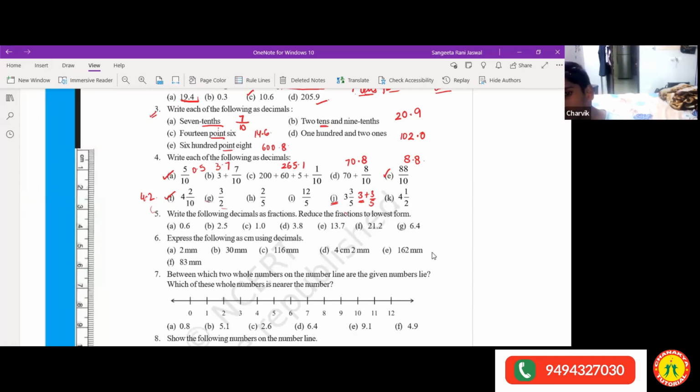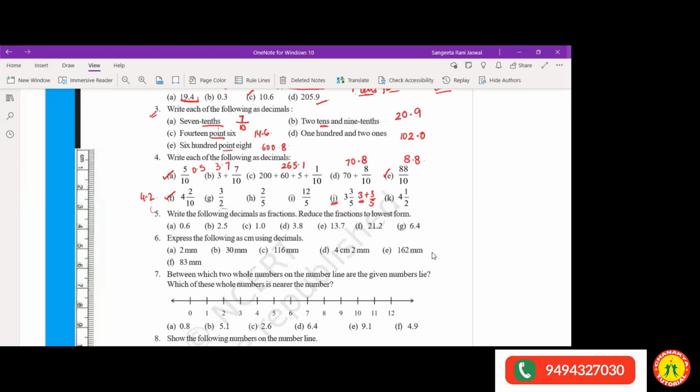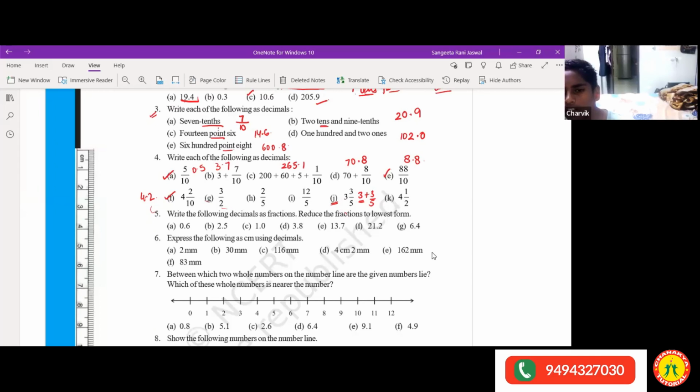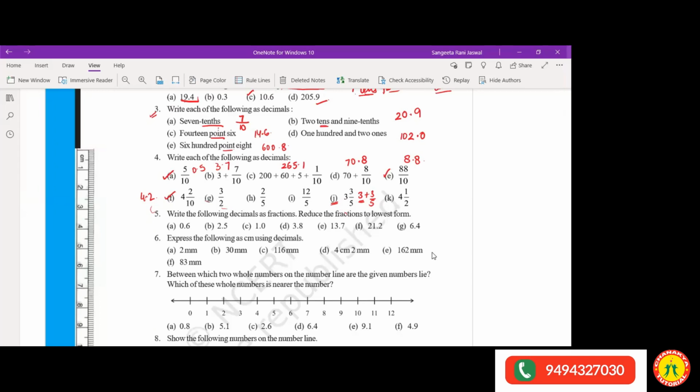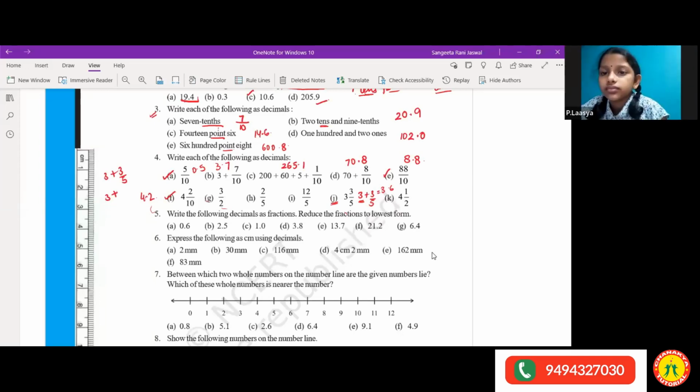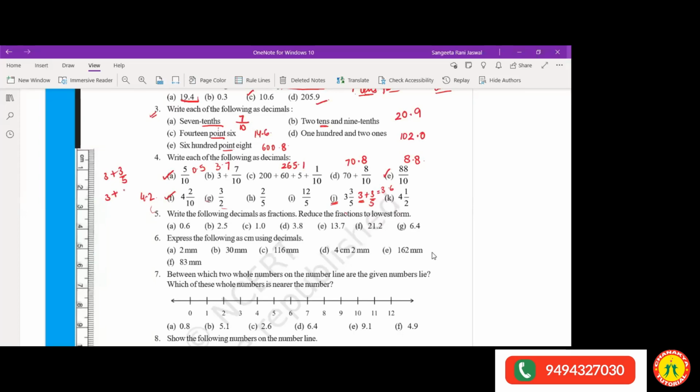Ma'am, I got it. What are you getting, Charvik? Ma'am, I got 3.6. Yes, it's 3.6. How do you get that? We need 3 plus 3 by 5. If you have 30 here and take the decimal point here, when you divide 3 by 5 you get 0.6. And you get 3.6. Okay? I also got 3.6.